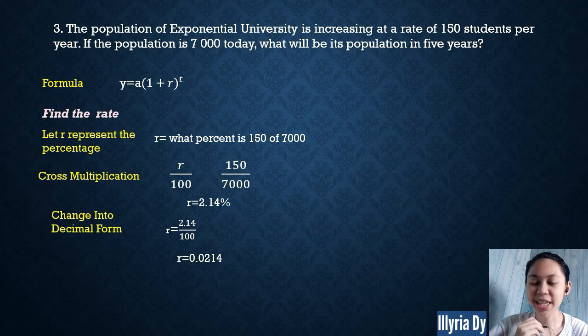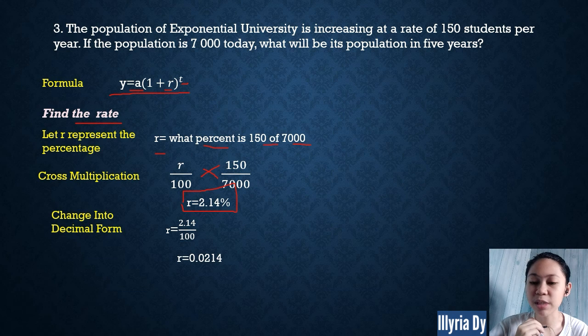So problem number 3 is an exponential growth. So we will use y equals a times the quantity of 1 plus r to the power of t, where a is the initial population, r is the rate, and t is the time. So first we need to find the rate. Let r represent the percent. What percent is 150 of 7,000? So cross multiply, r over 100 times 150 over 7,000, and we will get 2.14%.